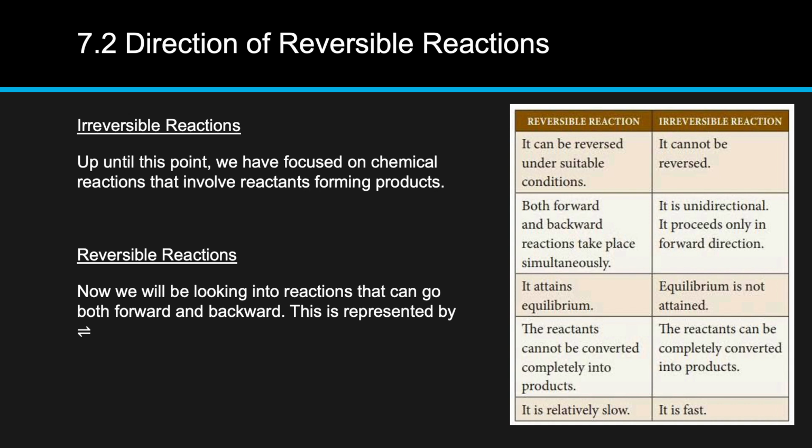So first, I just want to go over irreversible versus reversible reactions. Up until this point, we have focused on irreversible reactions, which is just when you have chemical reactions that involve reactants forming products. Now we're going to go into reversible reactions, which are represented by this double arrow that you see on the screen. If you want to pause this video and go over this table on the right, you can see the difference between those two types of reactions.